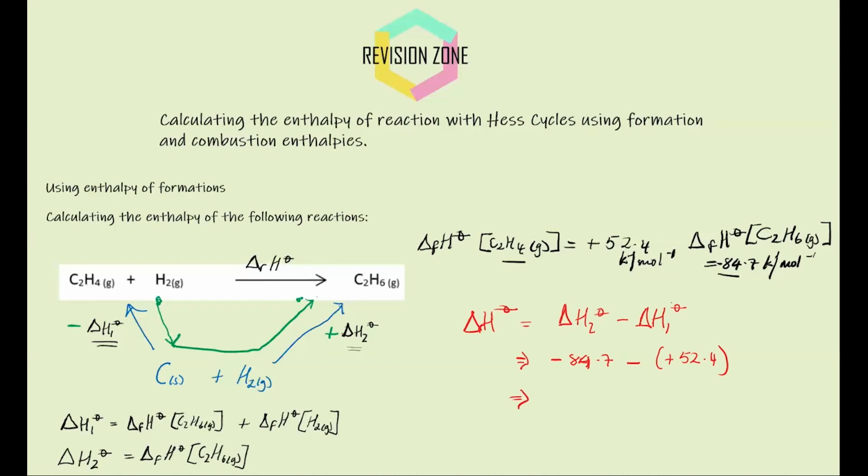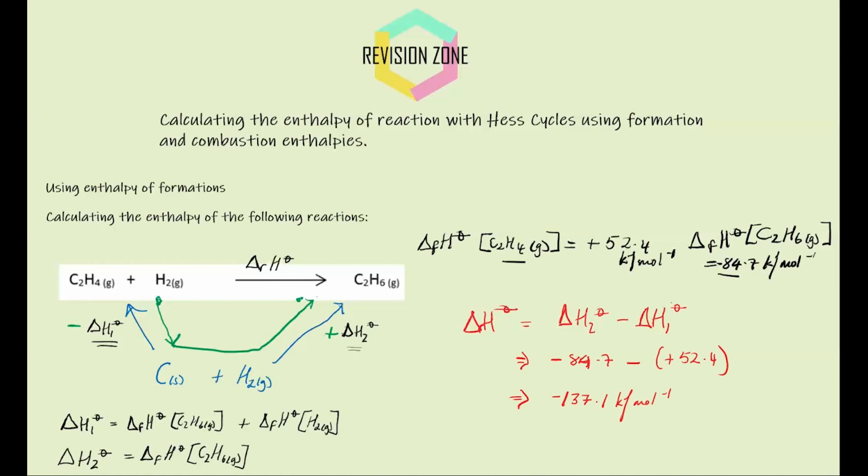Therefore, our final answer, and always show all the steps in your calculation. That way, if you do make a mistake, as you'll see in later questions, there'll be a few more steps within the calculation because we're using more numbers. This comes to a minus 137.1 kilojoules per mole.